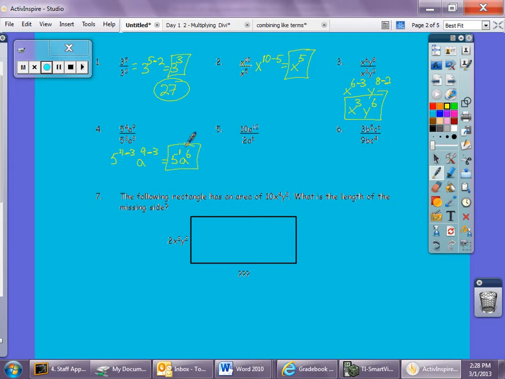When we get to number 10, number 10 is a little bit different because it has a 10 over 2. They're not like bases. What we do with the 10 over 2 is we simply divide 10 by 2. That gives me 5. So we know it's going to be 5. And then we look at our a's.